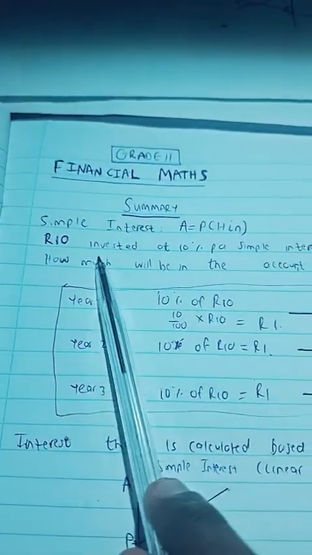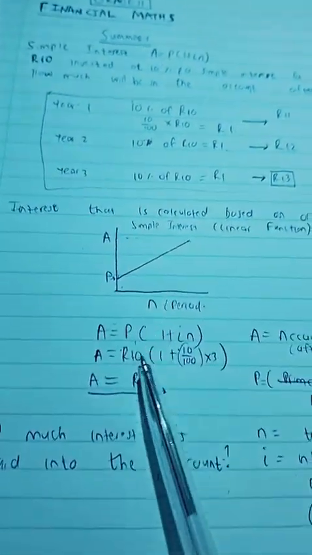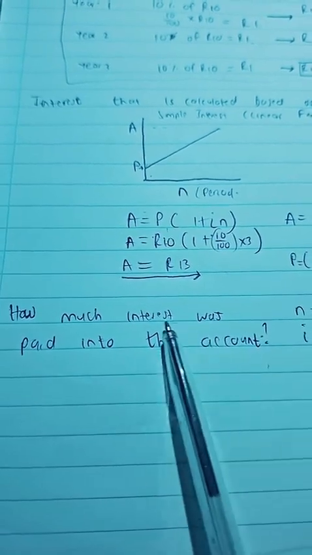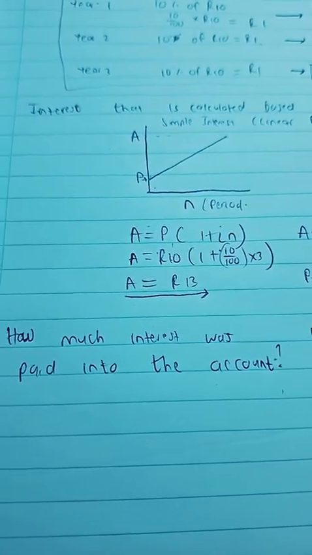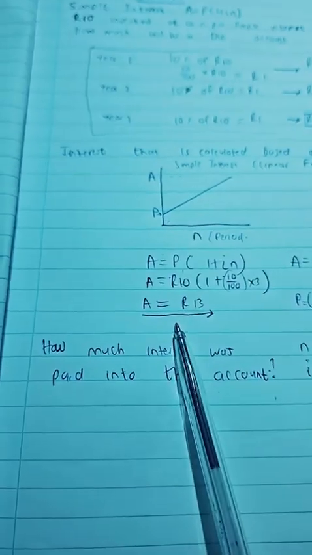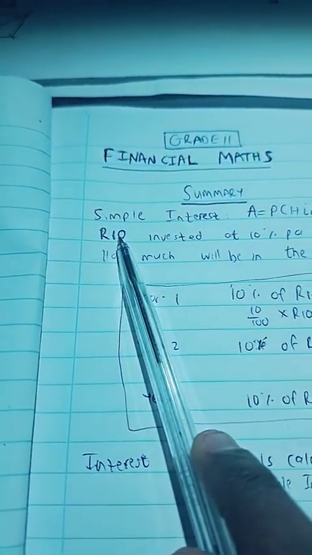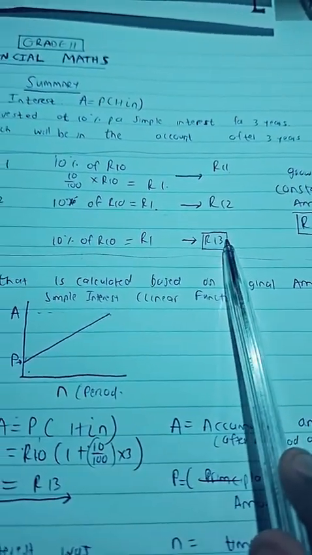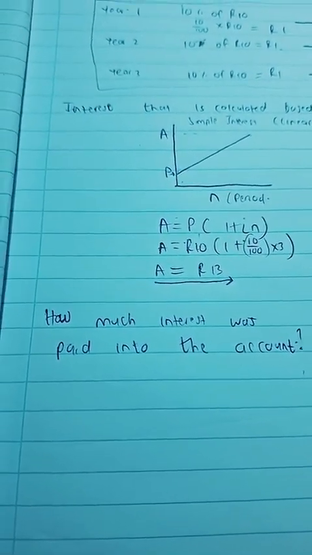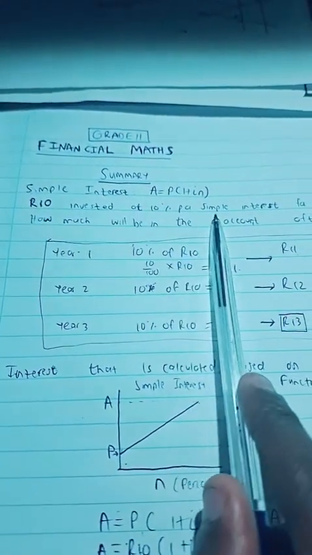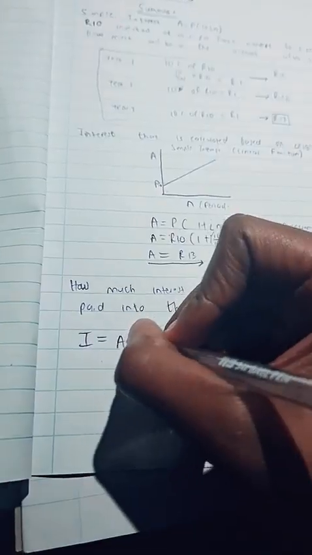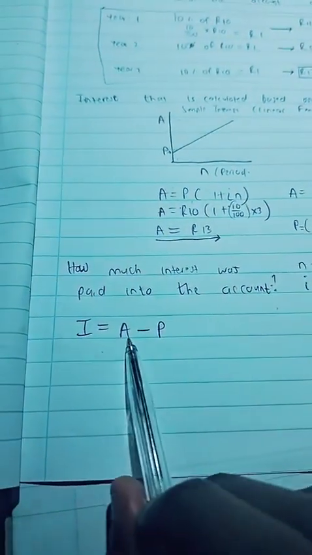Now, remember here, we calculated how much will be in the account after 3 years, which was obviously calculating the accumulated amount. This question is slightly different because it's asking how much interest was paid into the account. In other words, how much money did we make after the 3-year period? We invested 10 Rand, and after 3 years we found that in our account we have 13 Rand. So the question now is, how much did we gain by saving our money into that account that gave us 10% simple interest per annum? So then when we do that, guys, the interest paid is always equal to the accumulated amount minus the principal amount.